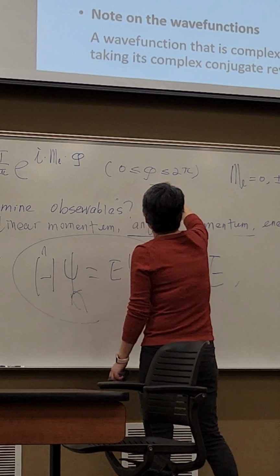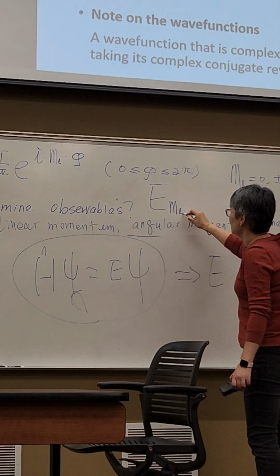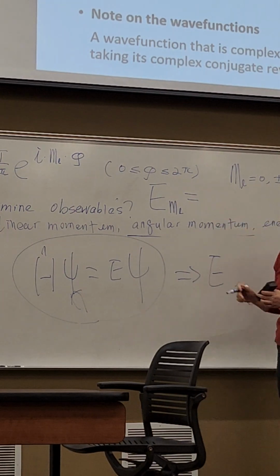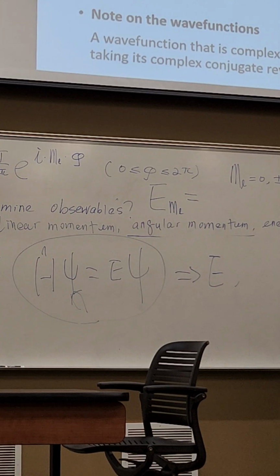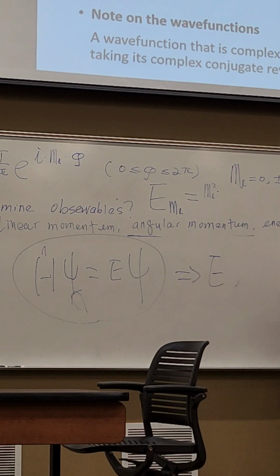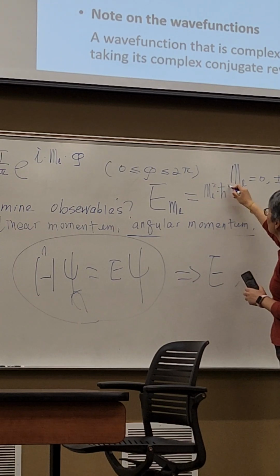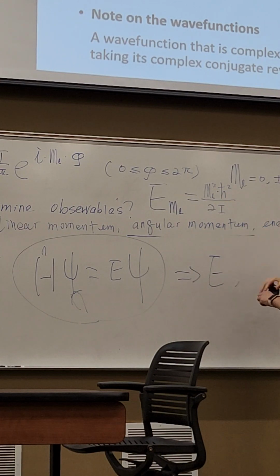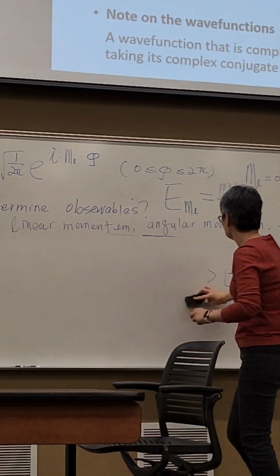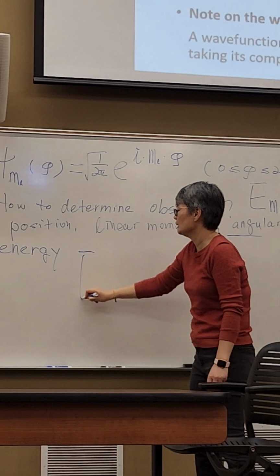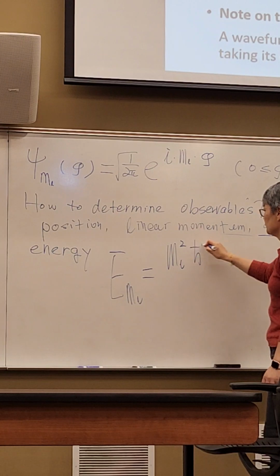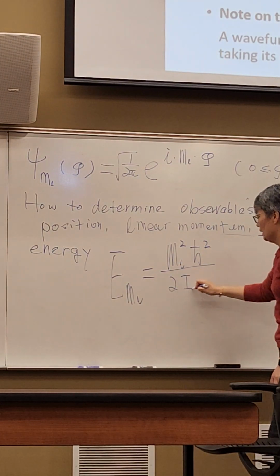Let me write it here. By doing that, the energy also carries the quantum number to denote the energy associated with the different quantum states. So the expression equals the quantum number m sub L squared times h bar squared over 2I. So E of m sub L equals m sub L squared h bar squared over 2I.